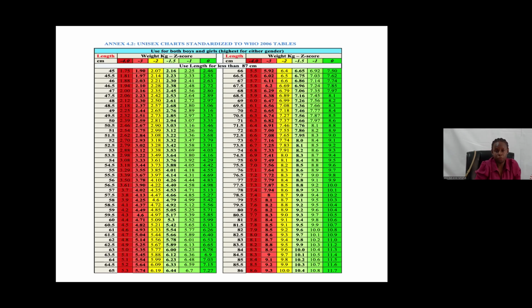So there is one for 0 to 24 months, and then for those who are over 24 months. You have to be careful that you are using the right chart, otherwise you may label the child malnourished when they are not malnourished, or you may say they are okay when they are actually not okay. Okay, next.